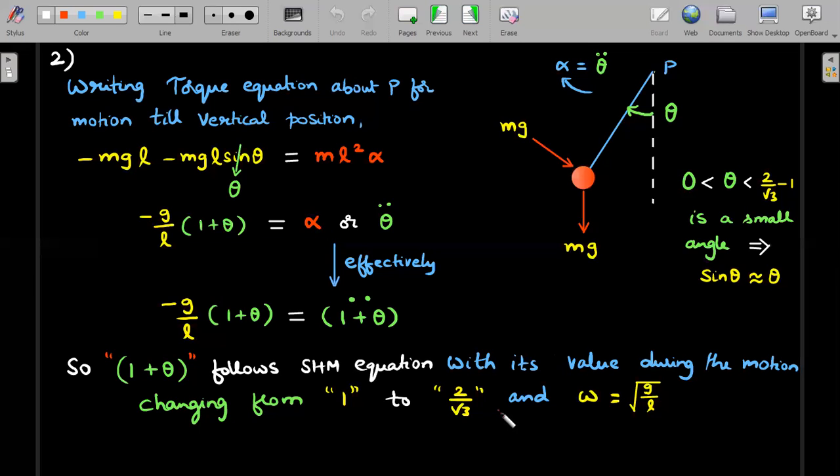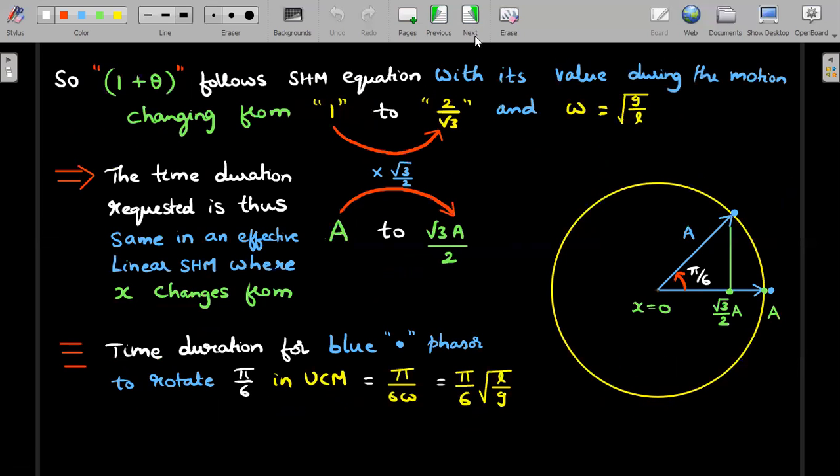Okay. Now, instead of solving it using integration, I'll convert this 1 to 2 by root 3 into an alternative problem, an effective SHM problem. Okay. So let's borrow this last line into the next page and work on it. I have written the same line for our understanding. Okay, so I would now say that this particular time duration of 1 to 2 by root 3 in the 1 plus theta variable is equivalent to, right?